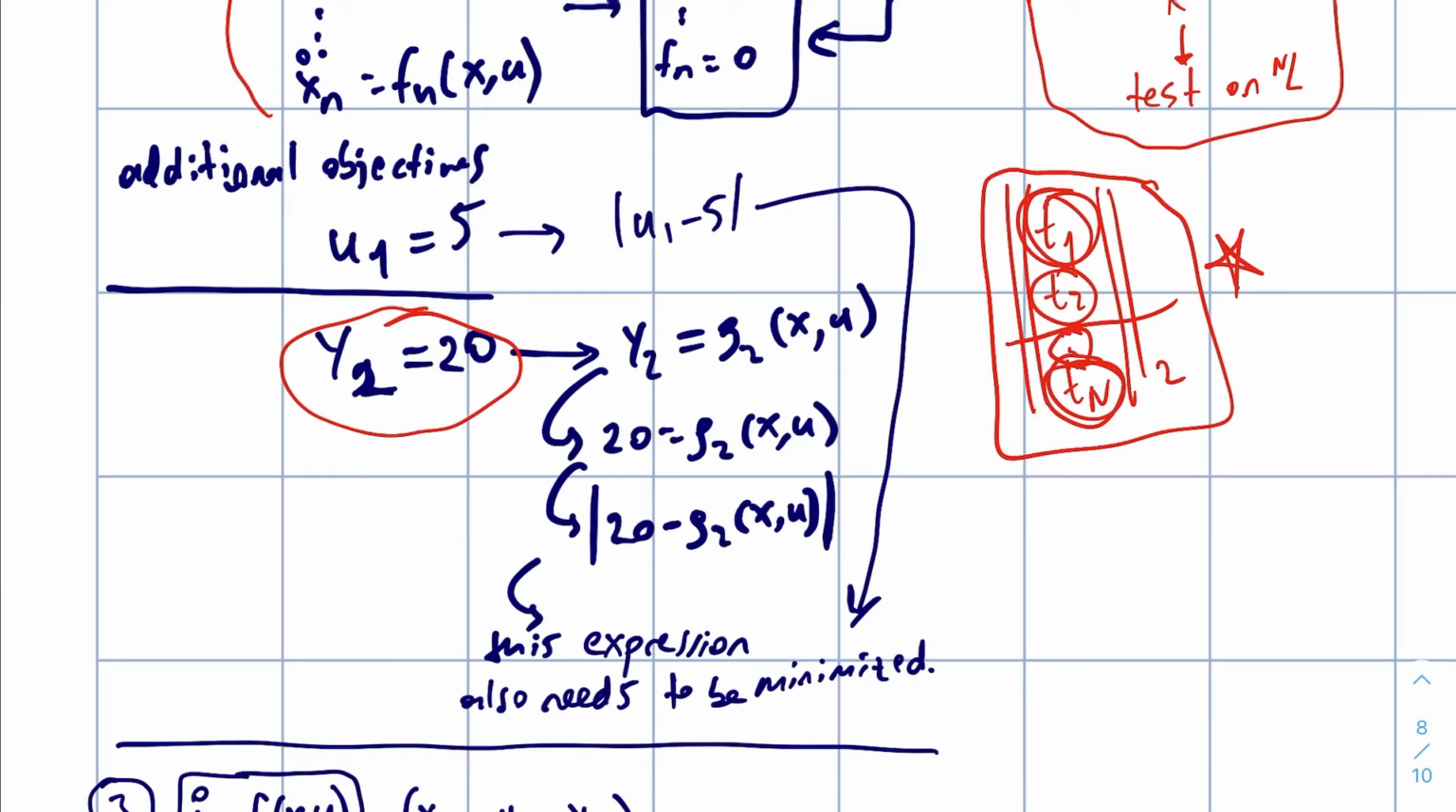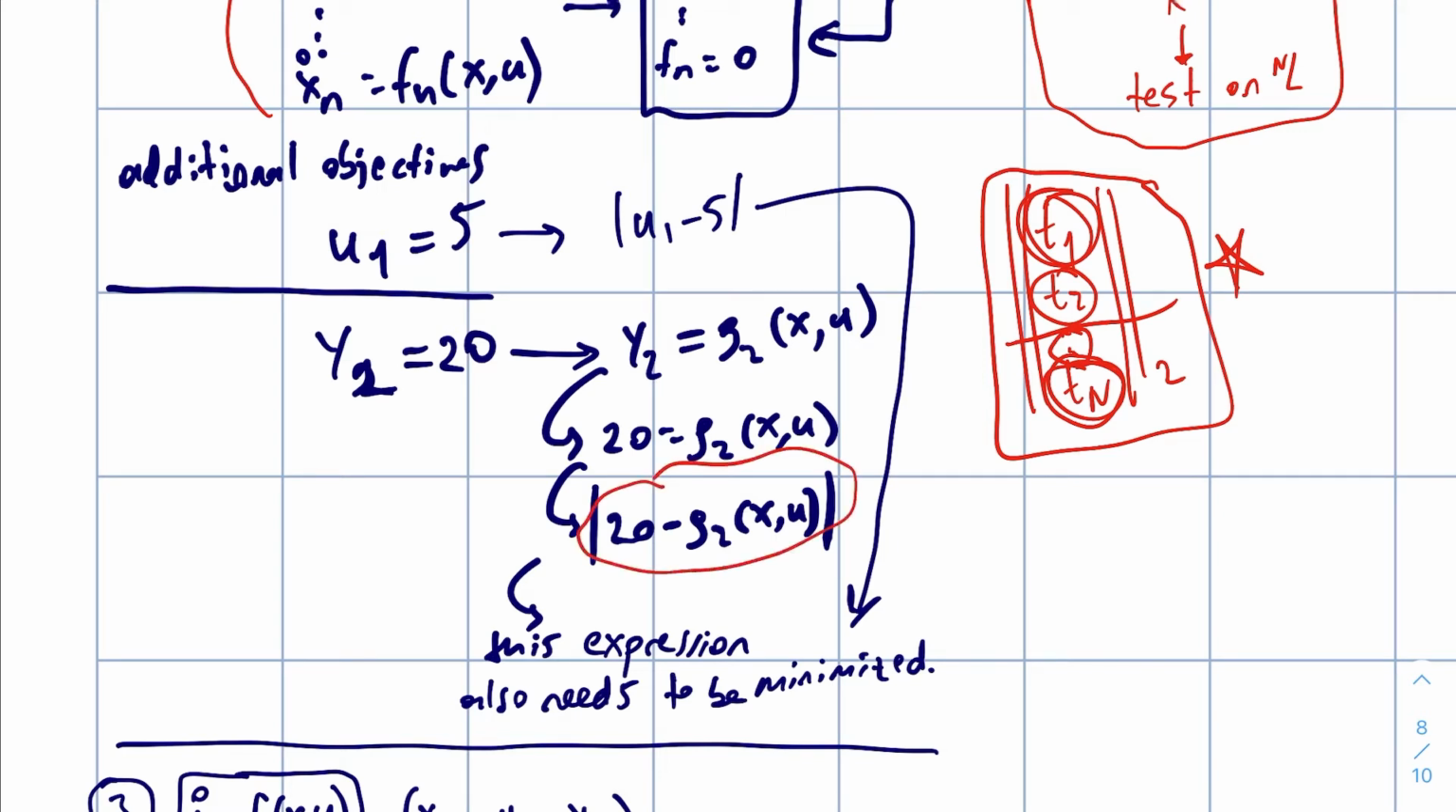Or maybe you just regularize and you want it to be 20, or maybe between 20 and 10. So this is your y2 expression, g2, and you want it to be 20, and this is the term that you now like to minimize. And absolute value, of course, you can just square that too.